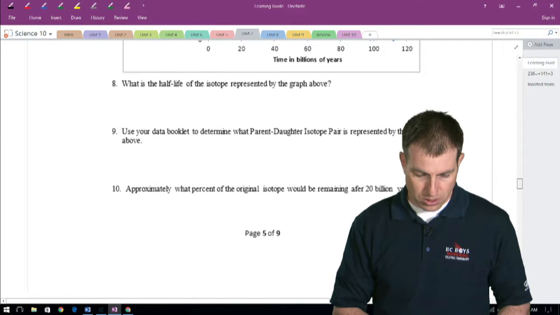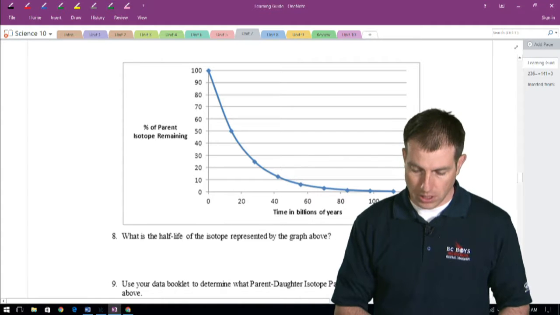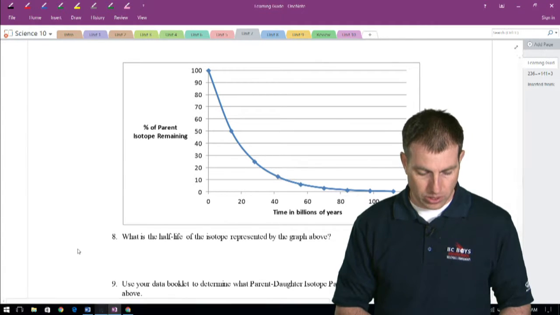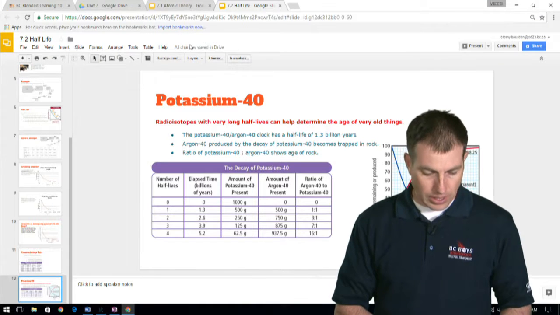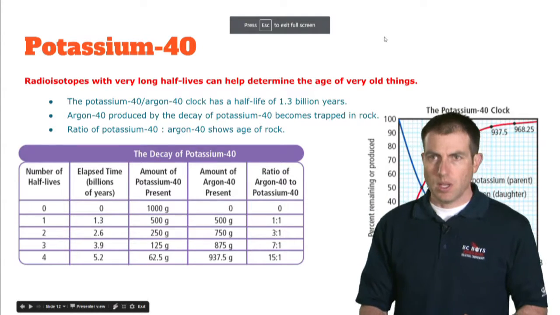Use your data booklet to determine what parent-daughter isotope pair is represented by the graph above. Okay, we'll look at that one later. We're not quite there yet. I think there's a couple more slides. Maybe we're done. Let's see. Yeah, that's it.